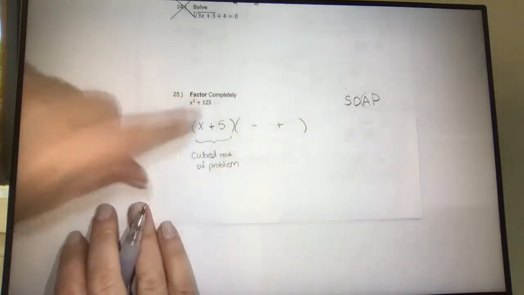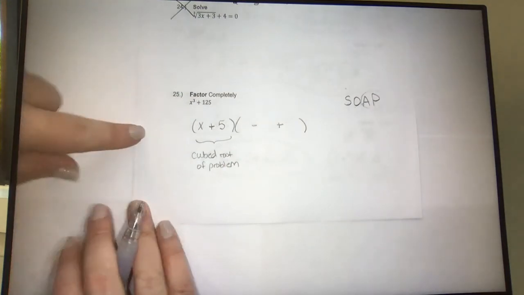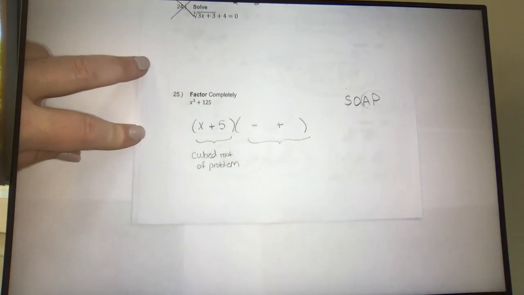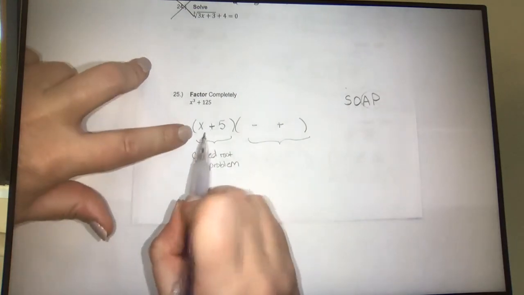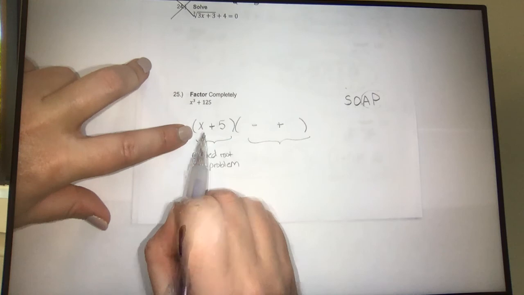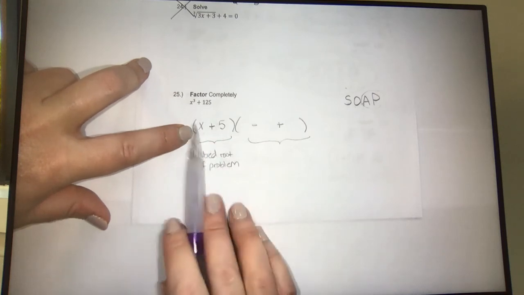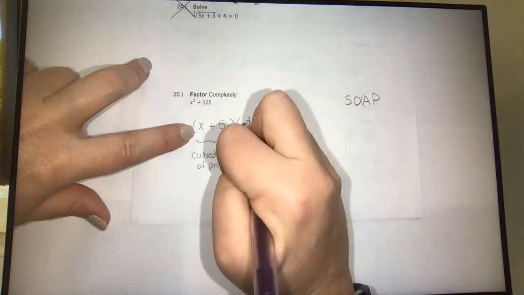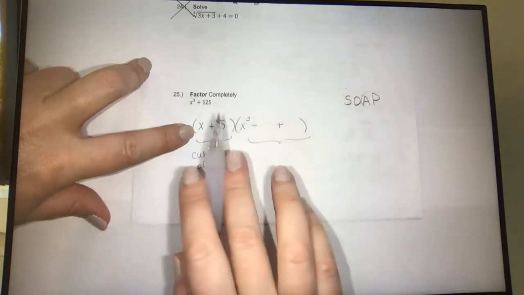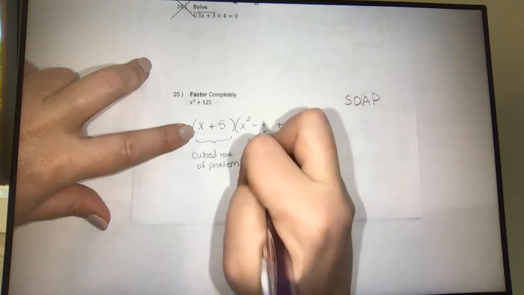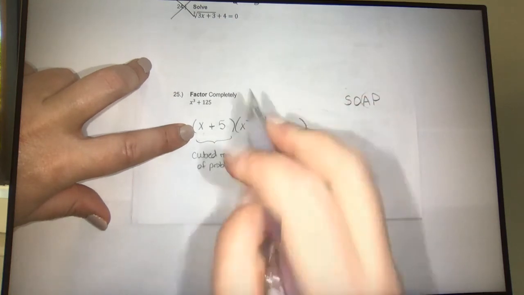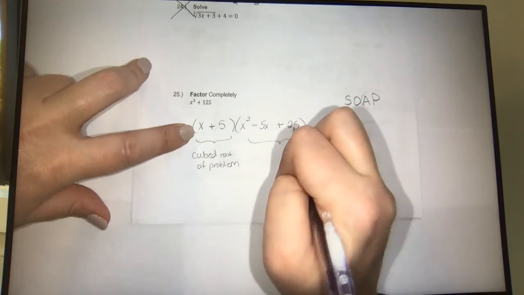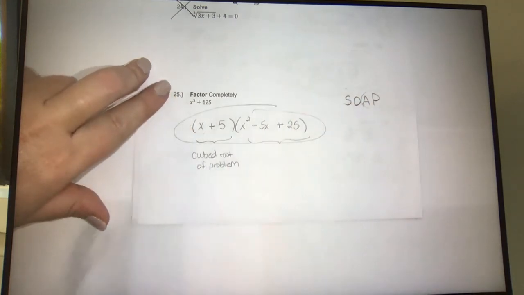Your binomial's done. Okay? For your trinomial, you're going to have that little pattern that we talked about, and it's coming from your binomial. So here we go. We're going to go first term times first term. That's x squared. First term times second term, 5x. Second term times second term, 25. And then you're done. Okay?